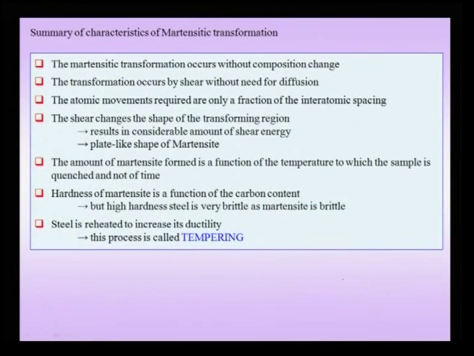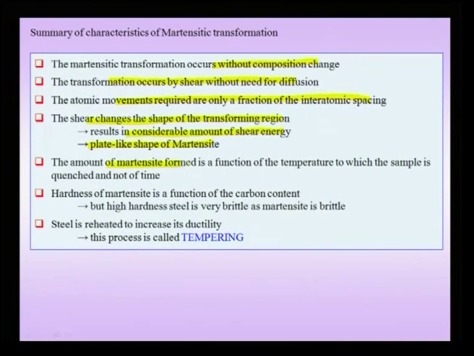So, let us summarize the characteristics of the martensitic transformation. The martensitic transformation obviously occurs without a change in composition. That means, if I start with eutectoid steel, I land up with eutectoid steel, and the process occurs by shear deformation with no need for long range diffusion. Atomic movements required are only a fraction of the interatomic spacing, as we have seen that the Bain distortion, or the secondary shear, does not involve large scale atomic movements. The shear changes the shape of the transforming region, results in a considerable amount of shear energy, and is also responsible for the plate like shape of martensite, the lenticular shape.